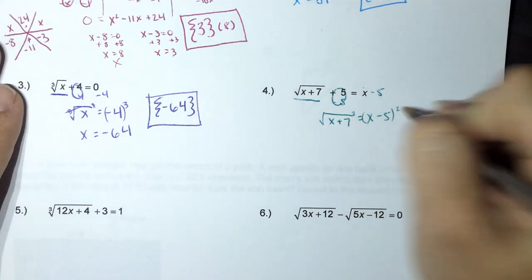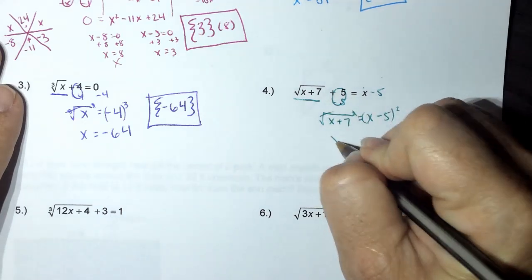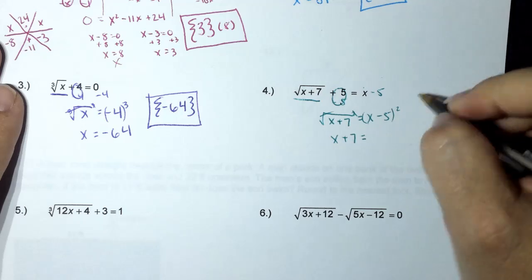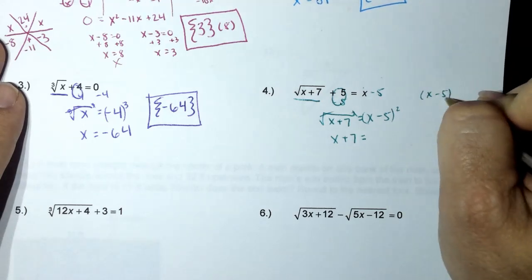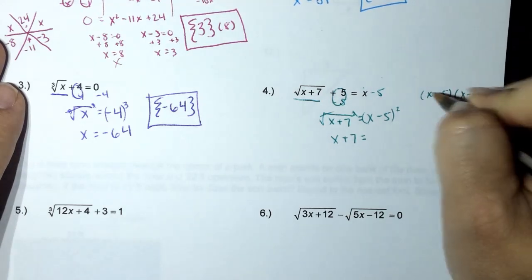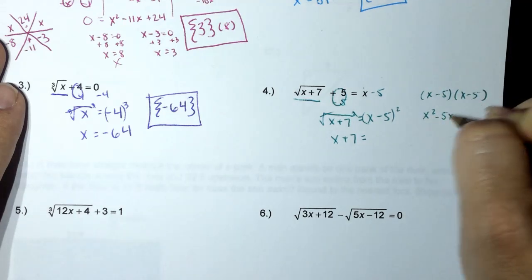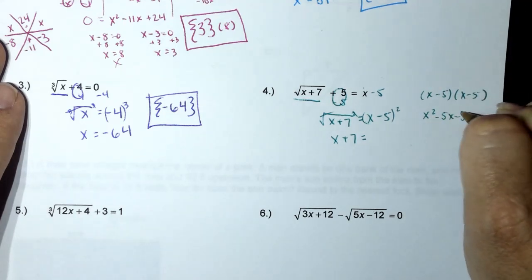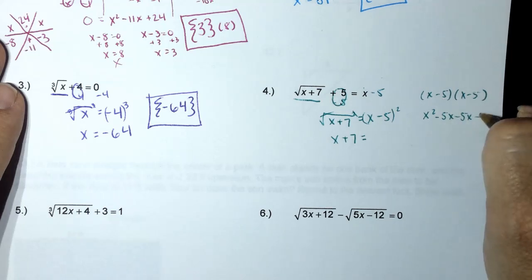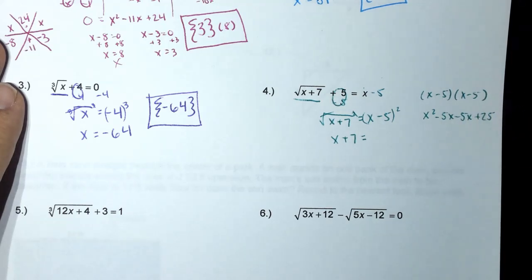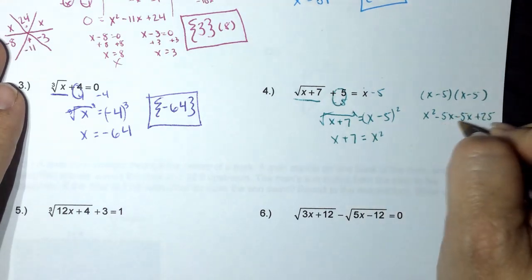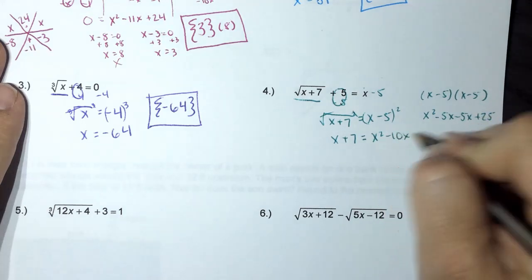So squared, squared, square root cancels the square, and we're left with x plus 7 equals, here we have to distribute. So x times x is x squared, x times negative 5 is negative 5x, negative 5 times x is negative 5x, negative 5 times negative 5 is positive 25. So I'm left with x squared minus 10x plus 25.